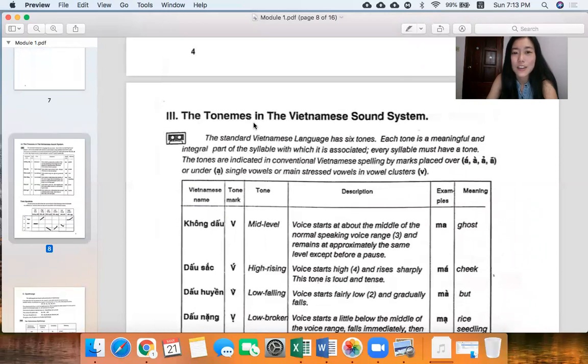Part B, the tones in the Vietnamese sound system. The standard Vietnamese language has 6 tones. Each tone is a meaningful and integral part of the syllable with which it is associated. Every syllable must have a tone. The tones are indicated in conventional Vietnamese spelling by marks placed over or under single vowels or the main vowel of vowel clusters.